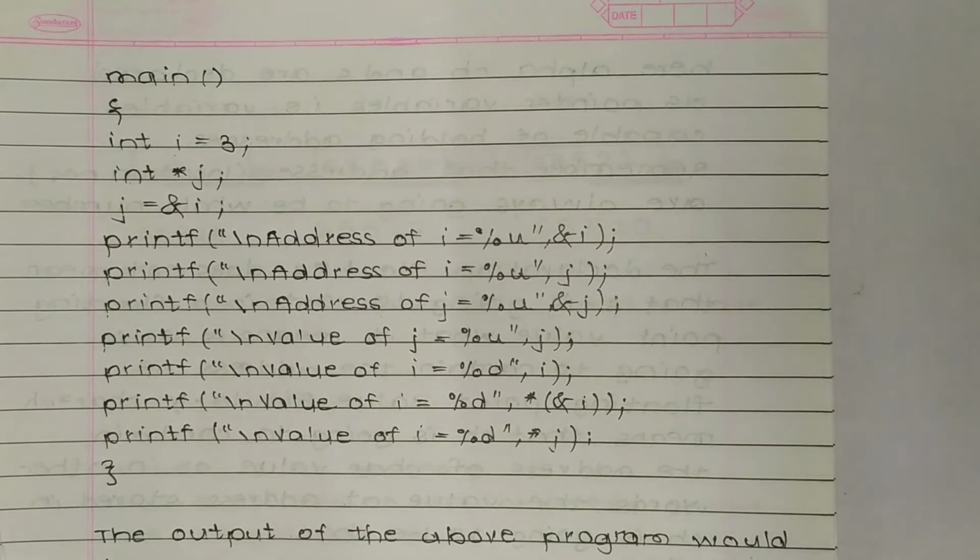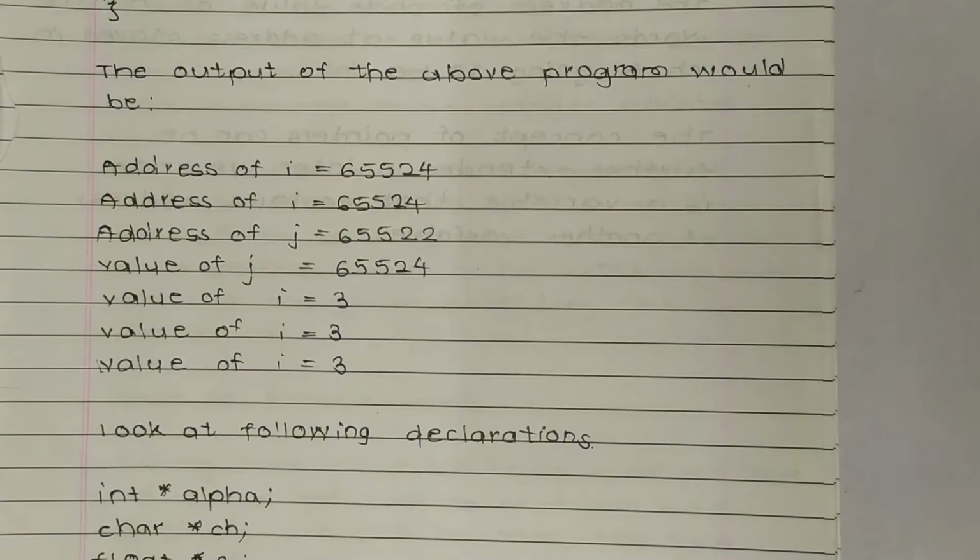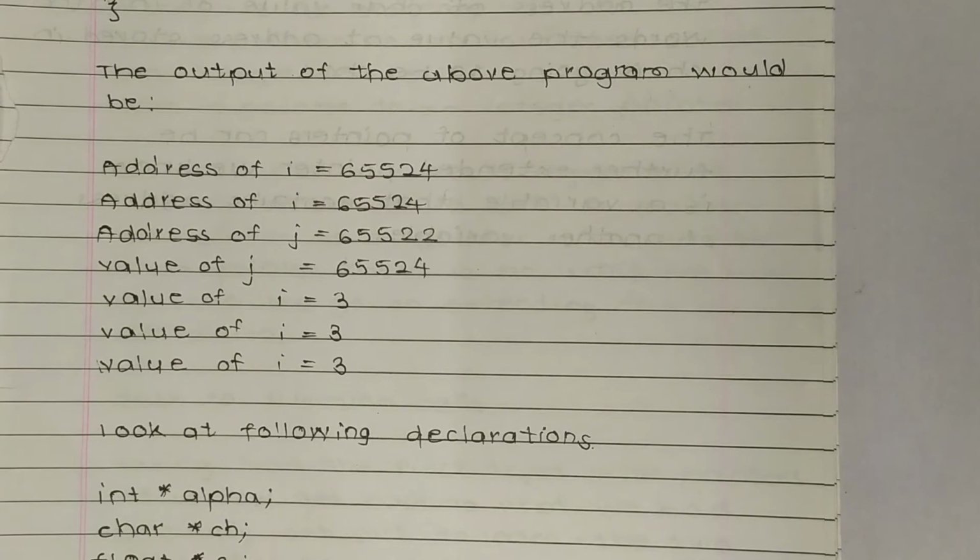So let us see the output of this program. The output of the above program would be: address of i is 65524, address of i is 65524, address of j is 65522, value of j is 65524, value of i is 3, value of i is 3, and value of i is 3.